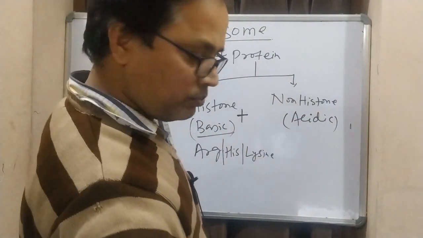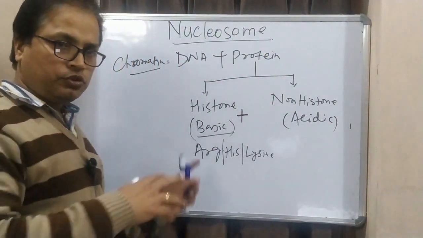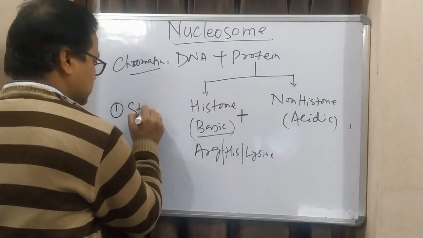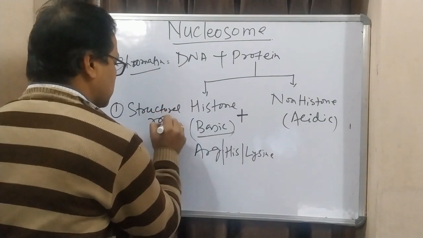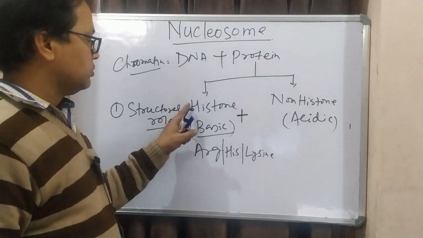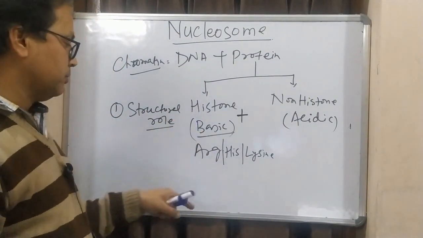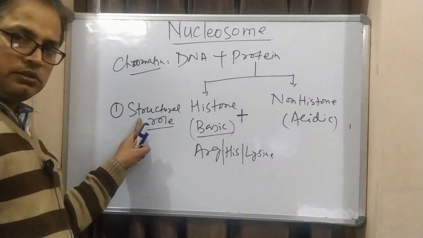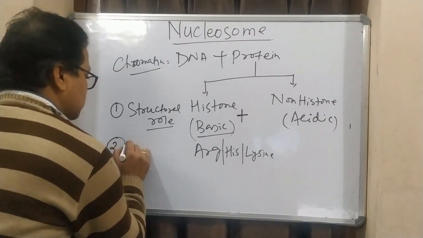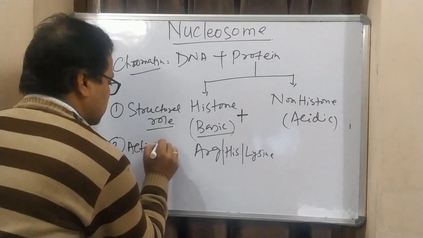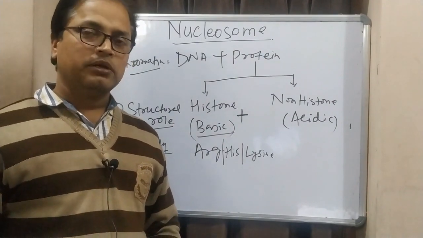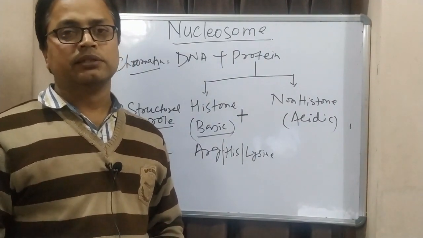Other than this, there are some other functions also done by these two proteins. The most important functions of histone protein: first, a structural role. A structural role means histone protein is one of the most important proteins which forms the nucleosome. This is the protein responsible for nucleosome formation. We are coming there. So first and most important role is a structural role where it forms nucleosome. And the second function is activity. Every time our DNA is not active for replication, transcription or translation; DNA will be active only when your cell requires it.